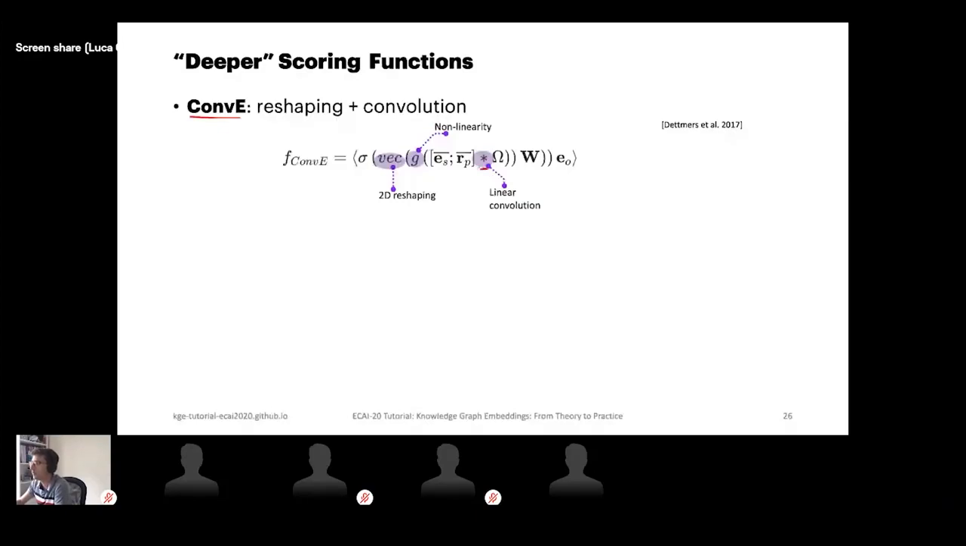Without going into the details of the equation, we have a linear convolution operator that operates between the embeddings of the subject and the predicate and a filter, right? They introduce a weight for a linear combination as well. So there can be other trained parameters during the training procedure which are not the embeddings. And by mixing reshaping and convolutions, they come up with a scoring function which is, as you can see, way deeper than the methods I presented before in terms of architecture to implement.